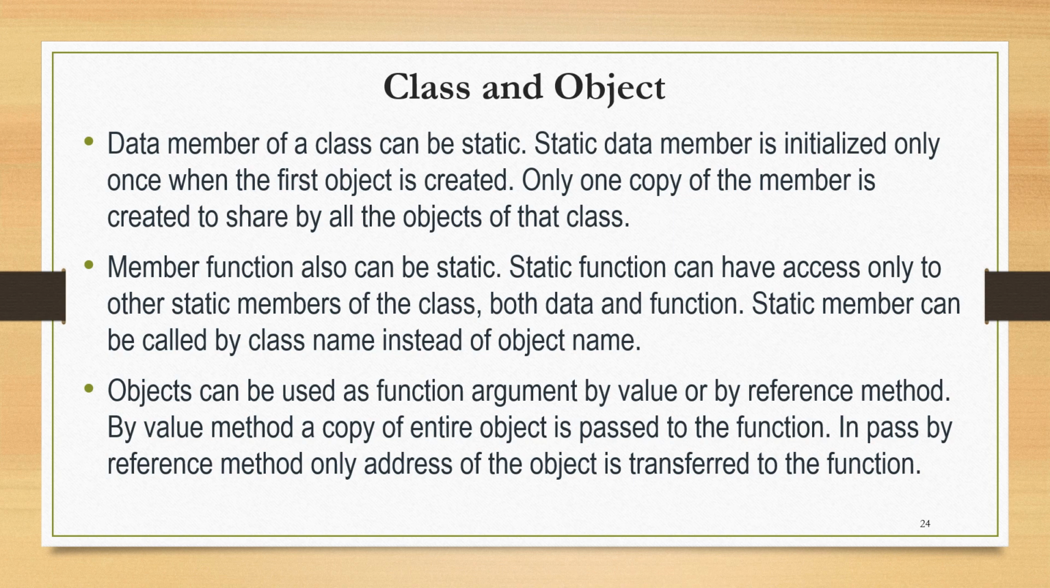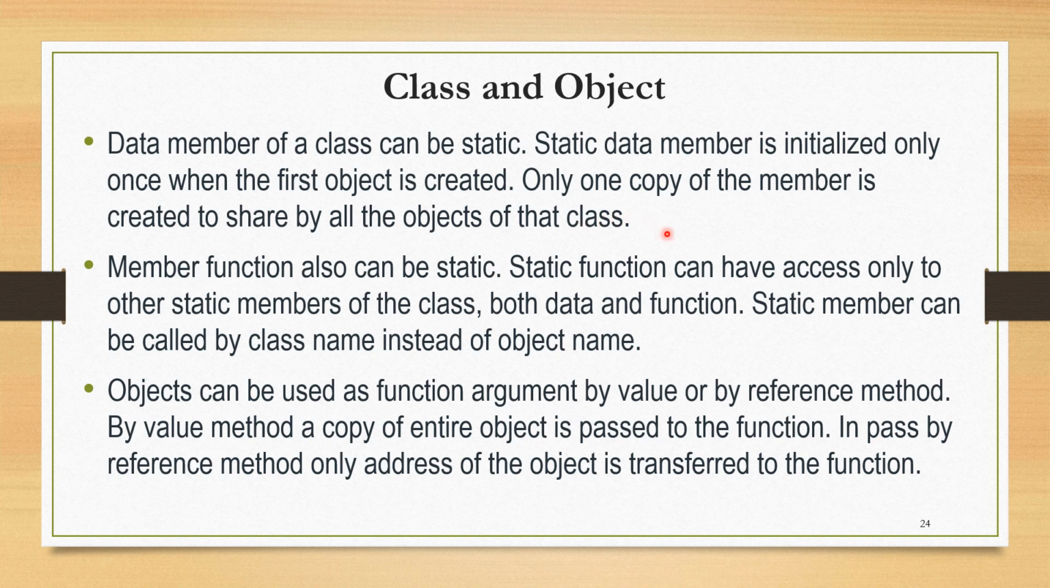That slide is about class and object features. This is talking about the features of class and object. What it says: a class has a data member and a function member. Two members are there. Now, data members of a class can be static. A static data member is initialized only once, when the first object is created. Only one copy of the member is created, to be shared by all the objects.